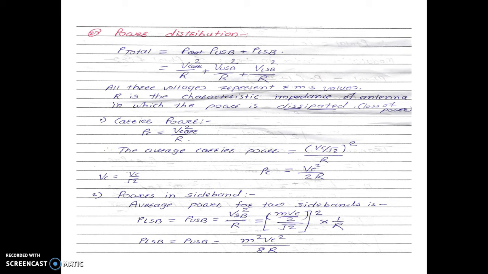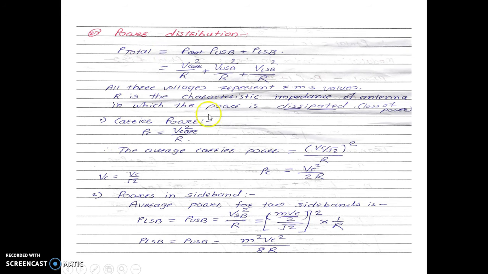Now see the power distribution of the amplitude modulated signal, that is, double sideband full carrier power distribution. See here, P total is equal to, as we know, in the frequency spectrum the carrier signal is there, the lower sideband and the upper sideband. It is the summation of P carrier plus P USB plus P LSB. Now take it in terms of V and R. R is the load resistance, the antenna resistance, in which the power is dissipated.